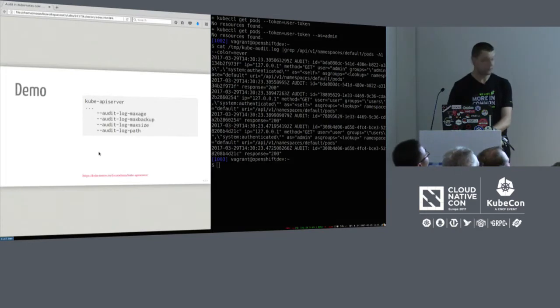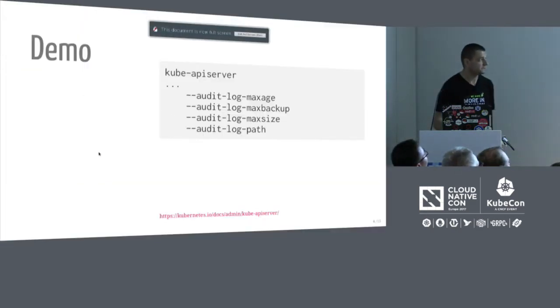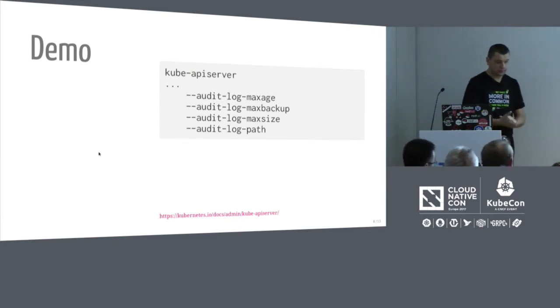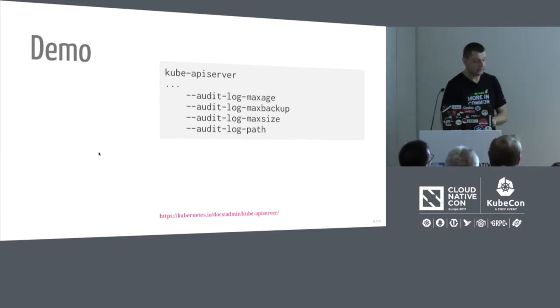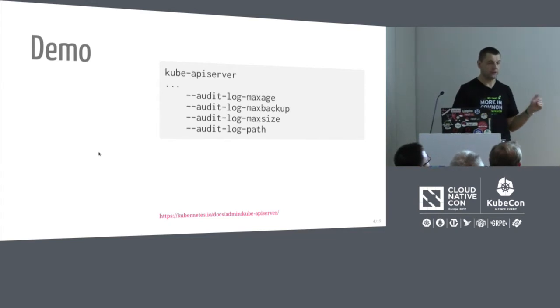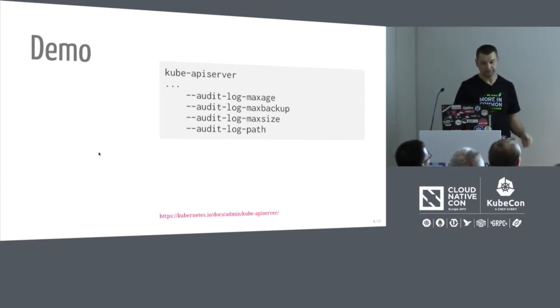That's basically it about the demo. So very simplistic, as I said. But at the time when I was writing the audit back then, we didn't have the aggregated kube server. Currently, the same set of flags can be passed to the aggregated kube server, which is a new thing since 1.6.